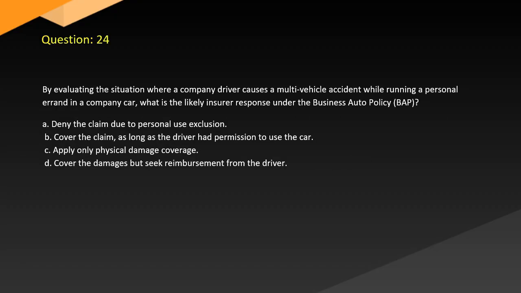Question 24. By evaluating the situation where a company driver causes a multi-vehicle accident while running a personal errand in a company car, what is the likely insurer response under the business auto policy? A. Deny the claim due to personal use exclusion. B. Cover the claim as long as the driver had permission to use the car. C. Apply only physical damage coverage. D. Cover the damages but seek reimbursement from the driver.